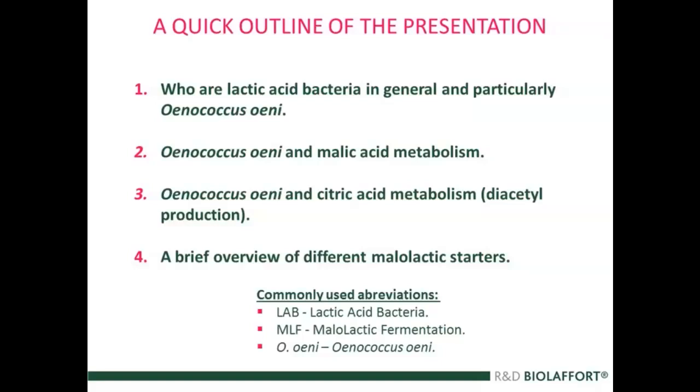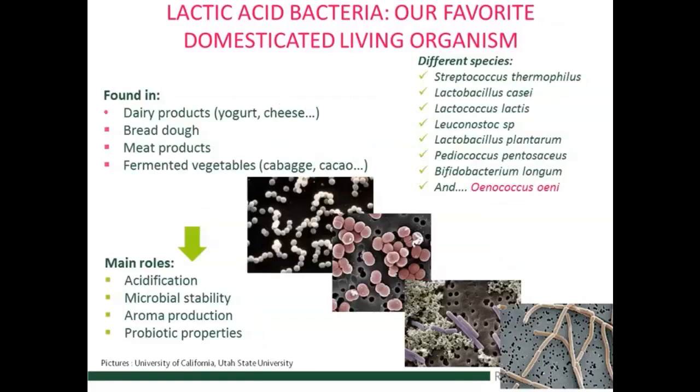So you may not know that because they are smaller than cows, but actually lactic acid bacteria are one of our favorite domesticated living organisms. They are used in many dairy products such as yogurt and cheeses, but are also used to produce bread. They're used to ferment meat products such as sausages, and they are also very useful in fermenting vegetables such as cabbage to produce sauerkraut, but also fermenting cacao, tea, etc., etc.